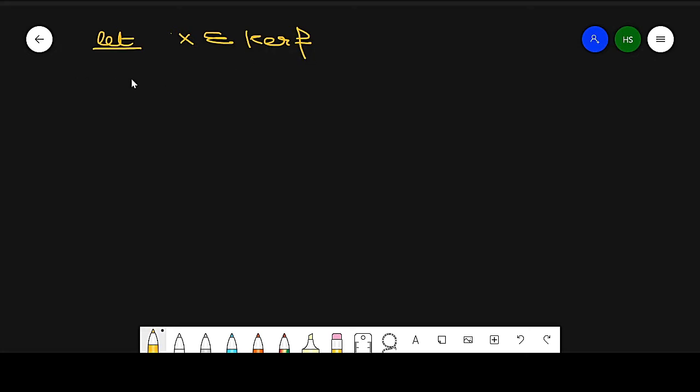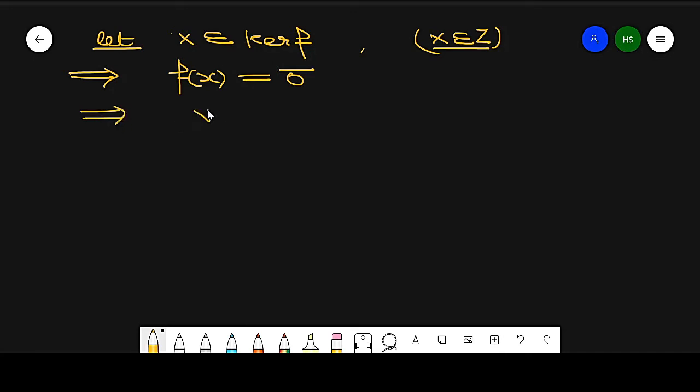x belongs to kernel of f. It implies, since the domain is the integers, x is always part of Z. So it means f of x equals the identity. What is the identity? The identity is 0 bar. So by definition, x bar is equal to 0 bar, which means x is congruent to 0 modulo n.